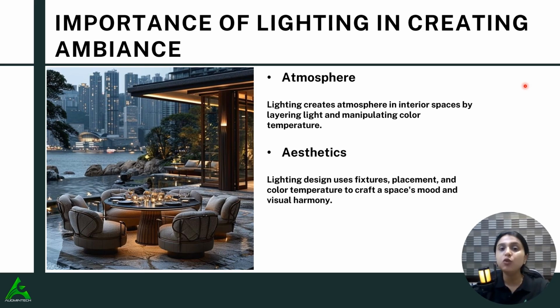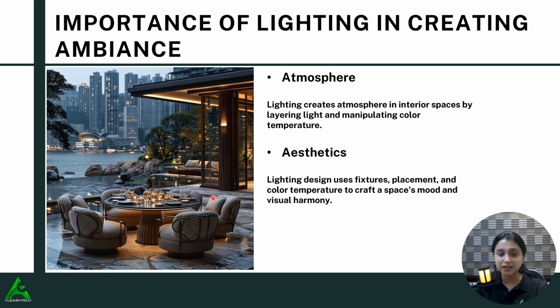Let's say if you put white light on a certain wall, that would create a different atmosphere. If you put blue light on the same wall, that will generate another effect. And if you put yellow light on that wall, again, a different atmosphere. So if you look at this, they have created very warm lighting, which creates an ambience of warmth and family time, fun time. So that's something that we are creating through lighting.